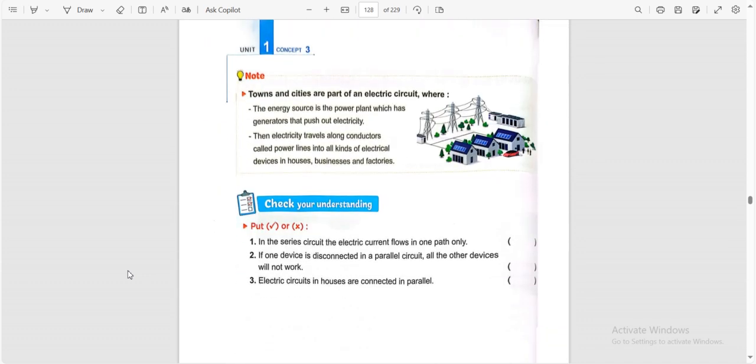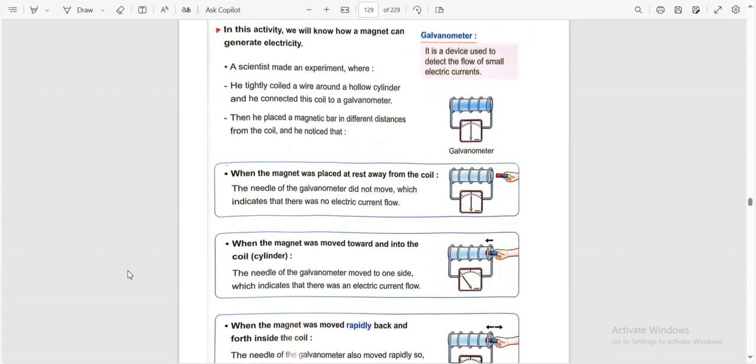Good. And of course, when one house has a problem, not all the houses in the same building have the same problem. This is one very important reason to have parallel circuits as well. Good.